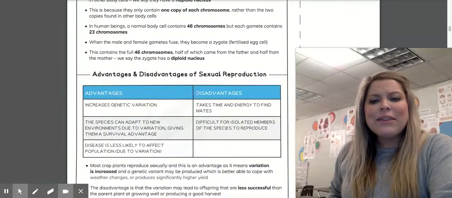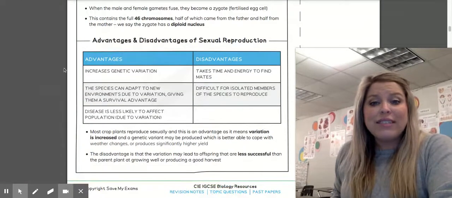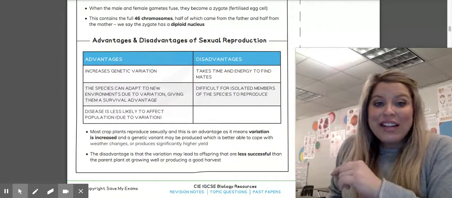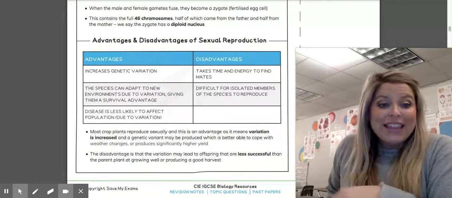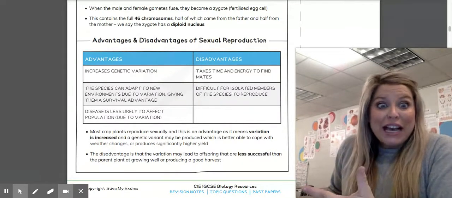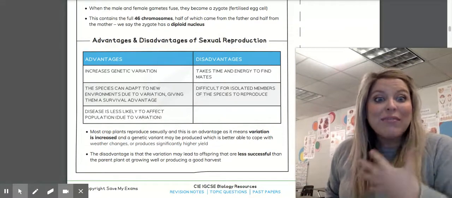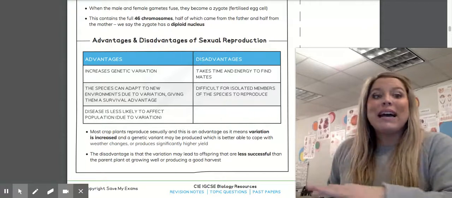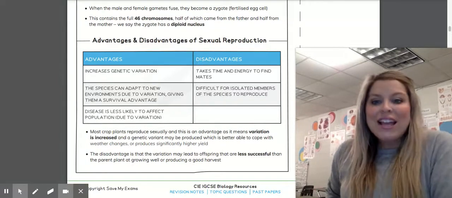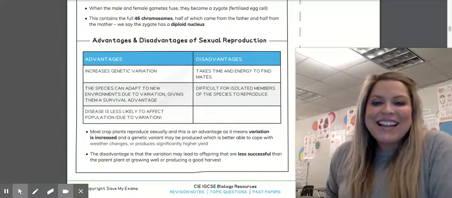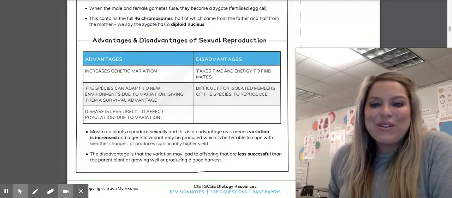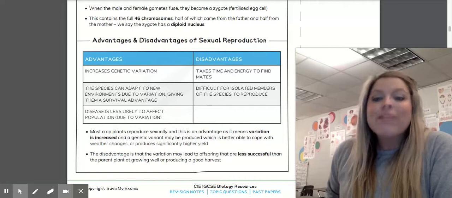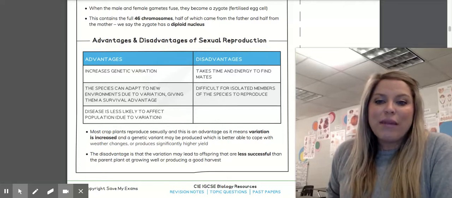But let's go ahead and take a look at the advantages and disadvantages of sexual reproduction. For our advantages, increased genetic variation, which is a great thing. This is how we adapt over time, which is awesome in the way that we have been designed and created as humans to be able to adapt to our surroundings with genetic variation. Which leads into the next point. The species can adapt to the new environment due to variation, giving them a survival advantage. And then disease is less likely to affect the population due to variation.